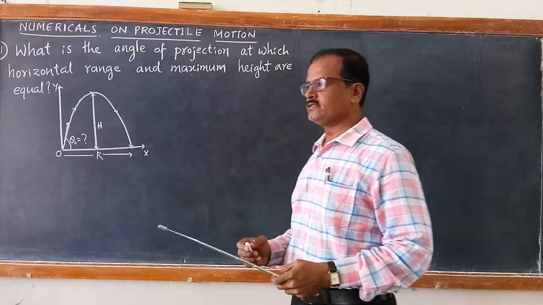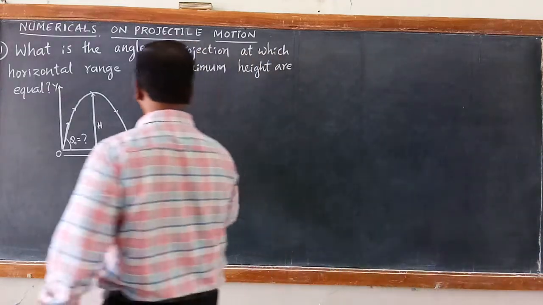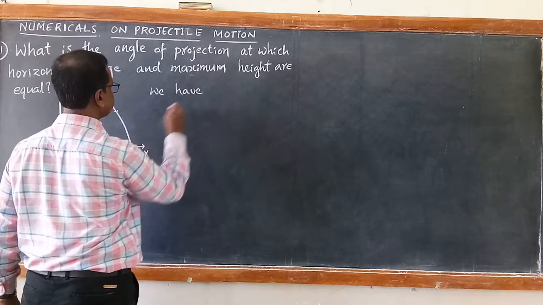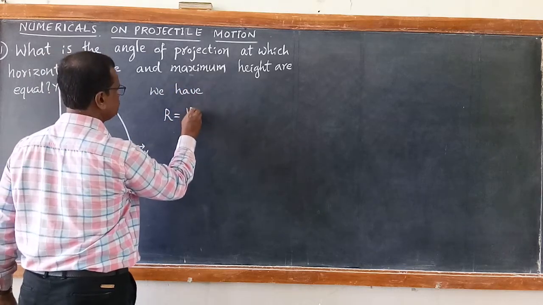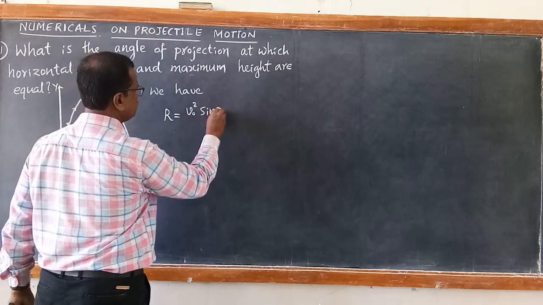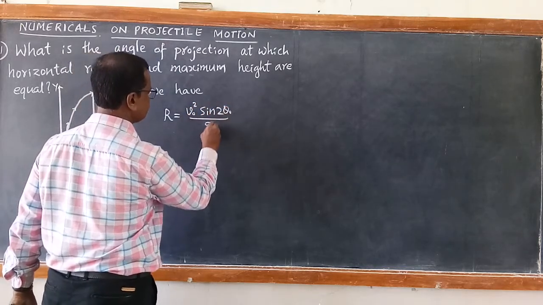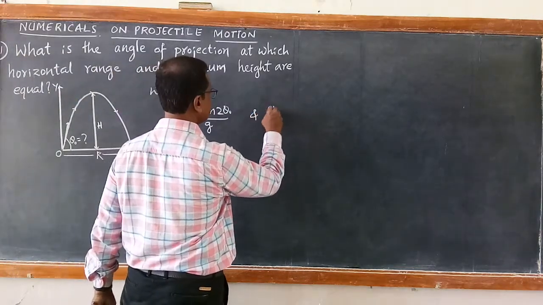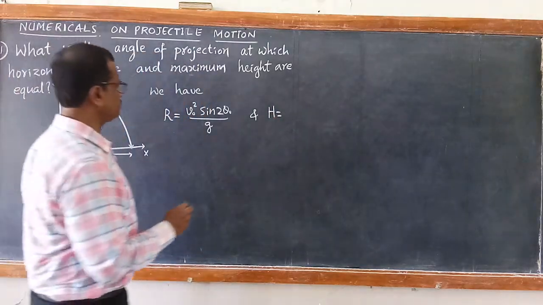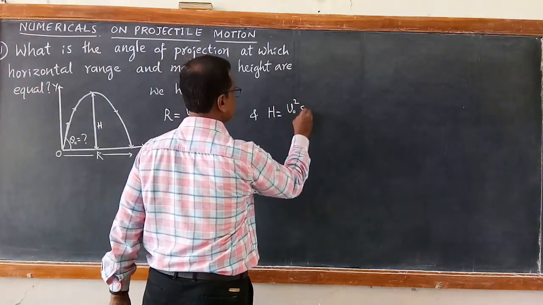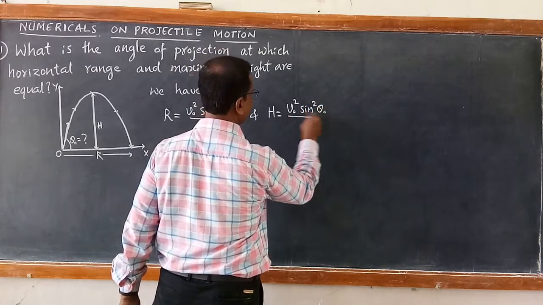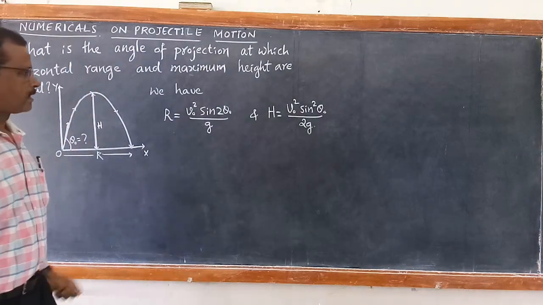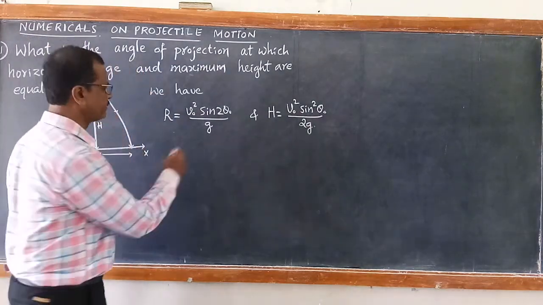So let us first write the equation for R and the equation for H. We have R is equal to v naught square sin 2 theta naught by g, and H is equal to the maximum height, H is equal to v naught square sin square theta naught by 2g. The condition is both of them are equal. Then you are asked to find out the value of theta. Equate them.